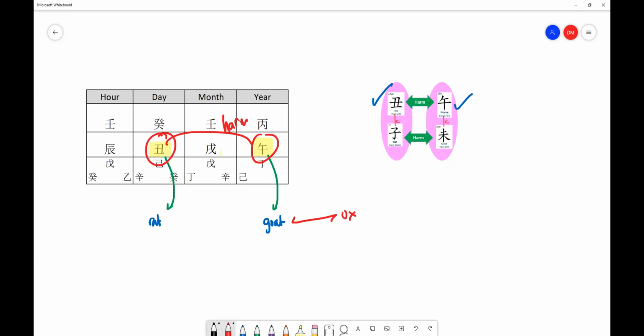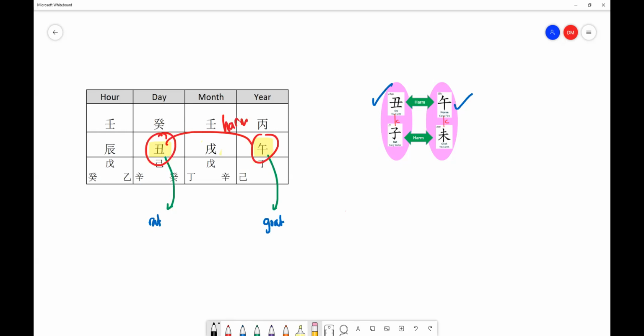But this is not side by side, so it's reduced. It's still something, but it's reduced. So therefore there is a harm relationship. When a goat arrives, there is a harm relationship. When a rat arrives, there is a harm relationship. One prevents the other from combining.